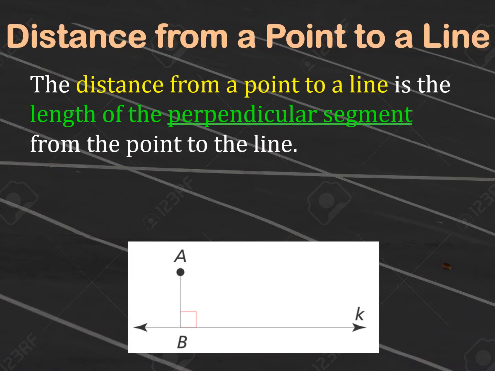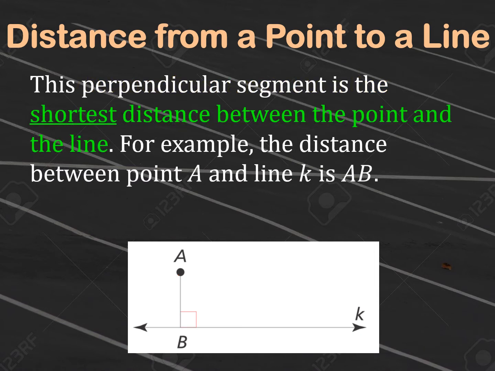So this lesson is all about finding a distance from a point to a line. And that distance is the length of the perpendicular segment from the point to the line. So notice here's point A and there's line K. So the distance from a point to a line is the perpendicular segment. That represents the shortest distance from the point to the line.